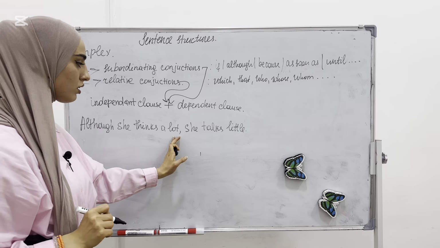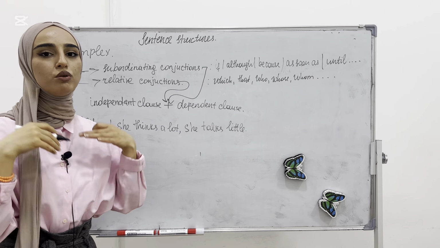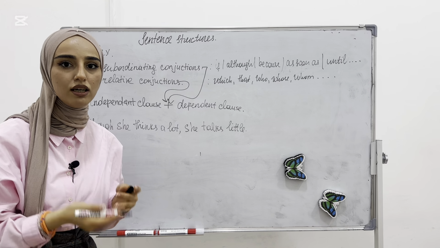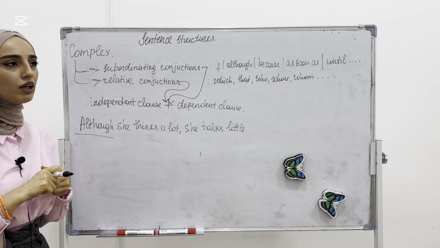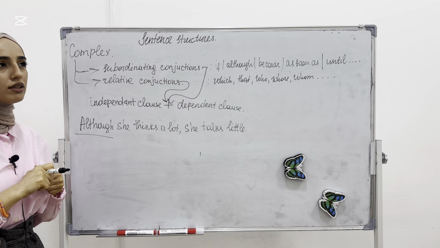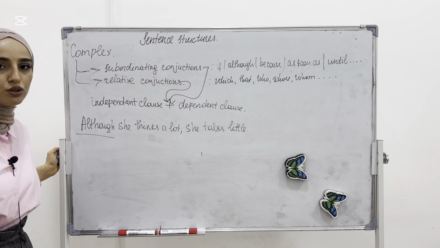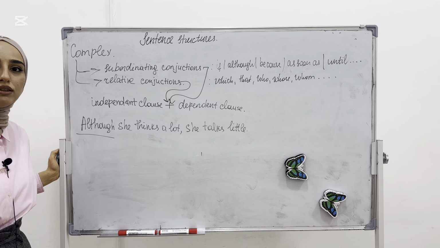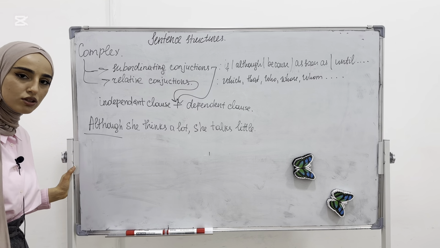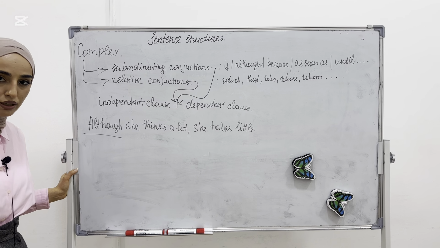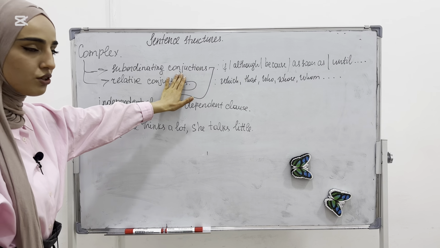Although she thinks a lot, she talks little. Guys, we use although to contrast the second idea. Okay? So we have learned it in our previous lessons. Its name was conjunctive words. So if you are looking for something related to conjunctive words, you can easily go online and write Gajar Academy conjunction words, so you can get examples and the usage of them. That's it. So these are subordinating conjunctions, right?